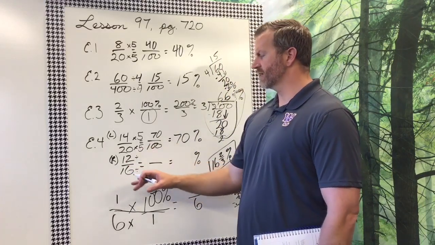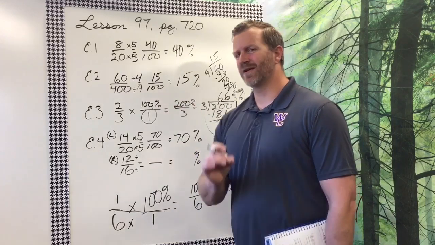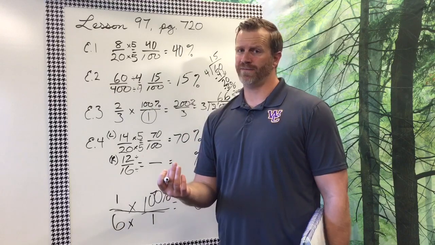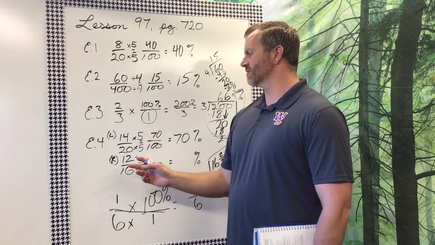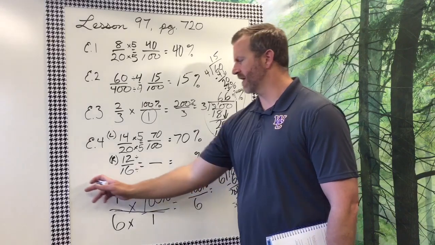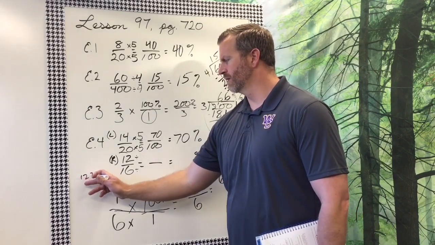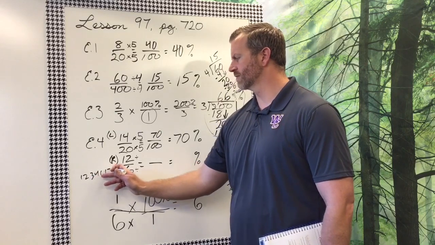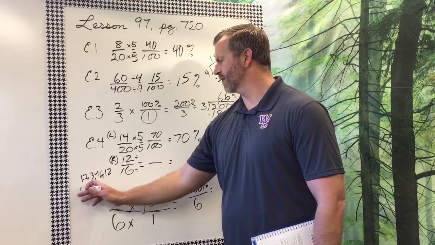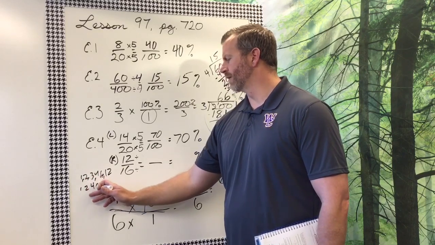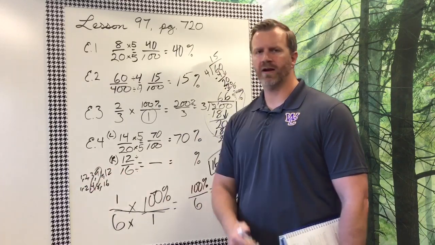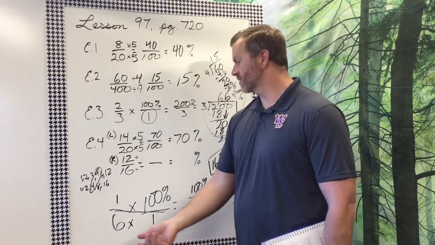Now, check out this one. 16 is one of those numbers that does not go into 100 evenly. So let's reduce it first. What number goes into both 12 and 16? Think about it, Yosua. Let's think of the factors of 12. We have 1, 2, 3, 4, 6, 12. And then we have 1, 2, 4, 8, 16. What's our greatest common factor right there? Awesome, 4. So let's reduce by 4.